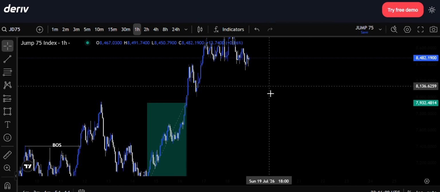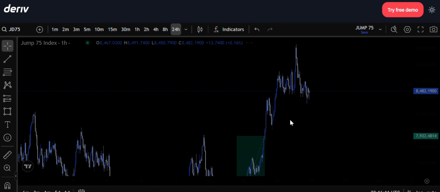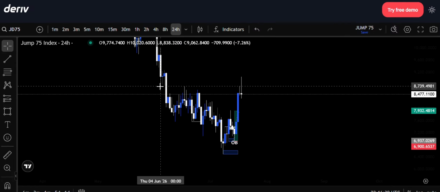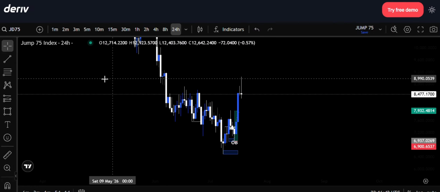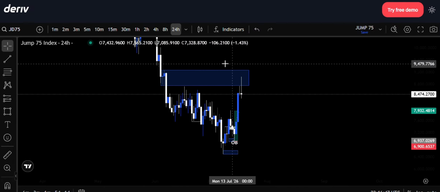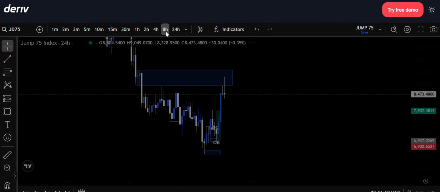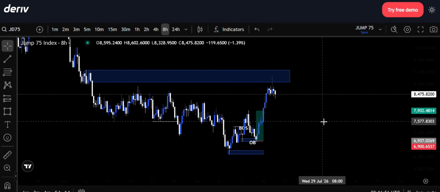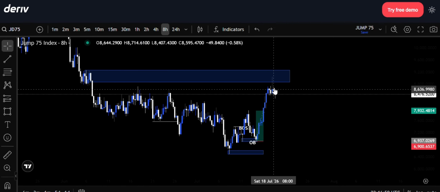Okay, and then currently, if you go to our daily time frame, let's see what Jump 75 has been doing. Coming down to our daily time frame, we see that there is this zone which price actually reacted to. So price is actually reacting on this particular zone. So there's a reaction right here. If we come down to 8 hours, wow, see, price has reacted in that particular zone. Big reaction there. We see this big rejection there.